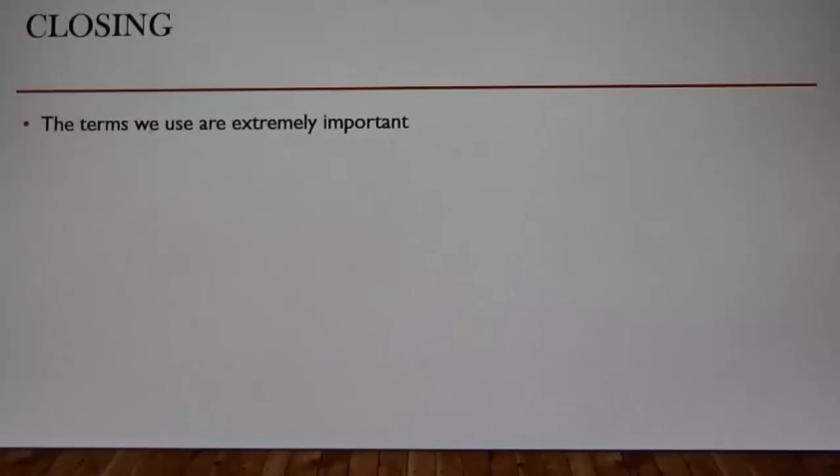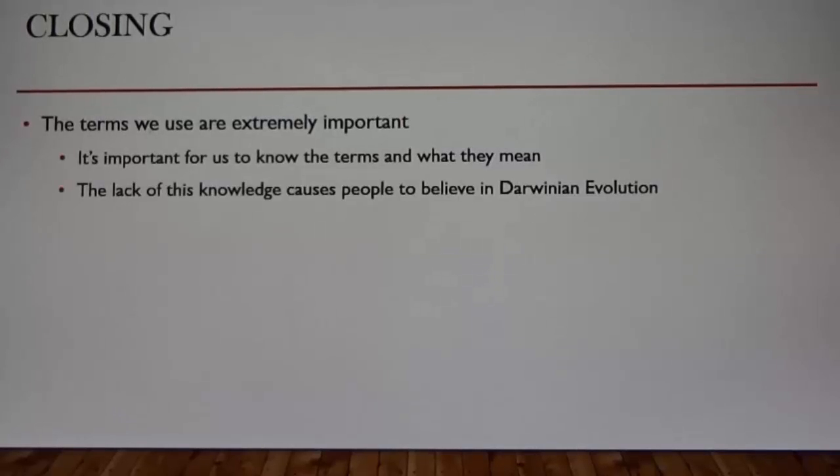So in closing, the terms that we use when we're talking about evolution are extremely important. We need to know what we're saying, and we need to know the differences. It's important for us to know the terms and what they mean. The lack of this knowledge causes people to believe in Darwinian evolution. I'm going to say that again. The lack of knowing these differences causes, I'm not saying it can cause, I'm saying it does cause people to believe in Darwinian evolution.